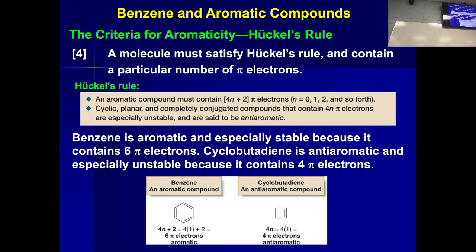Is it completely conjugated? I've got a p orbital here, here, here, and here. We all agree with that? Okay, so 4 of the 5 carbons we know have a p orbital. And it turns out that this negative charge, these two electrons, are in a p orbital. So there are p orbitals on every carbon atom.